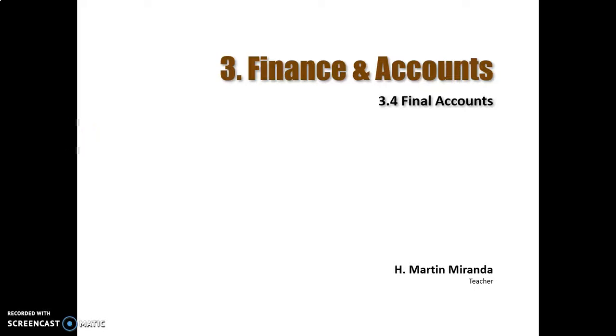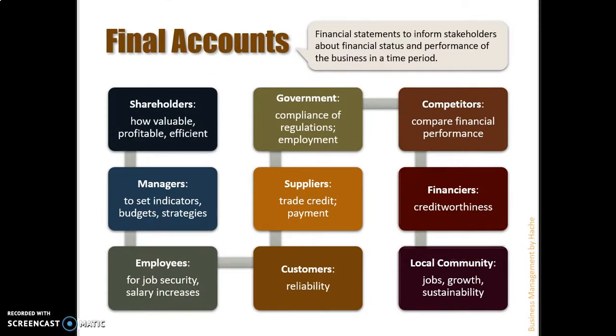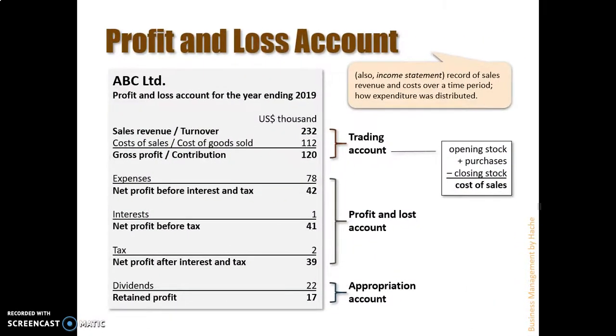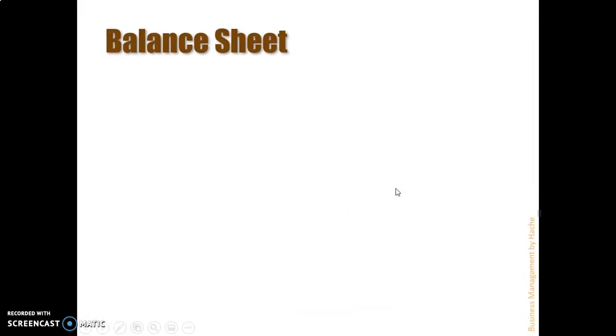This is part 2 of chapter 3.4, Final Accounts. In our previous video, we explained what final accounts are and we discussed a little bit about the interest of each stakeholder in these documents, these statements. We also presented the first of the two documents or final accounts in this chapter, which is the profit and loss account. We explained how to elaborate one. And now we are going to talk about the balance sheet.